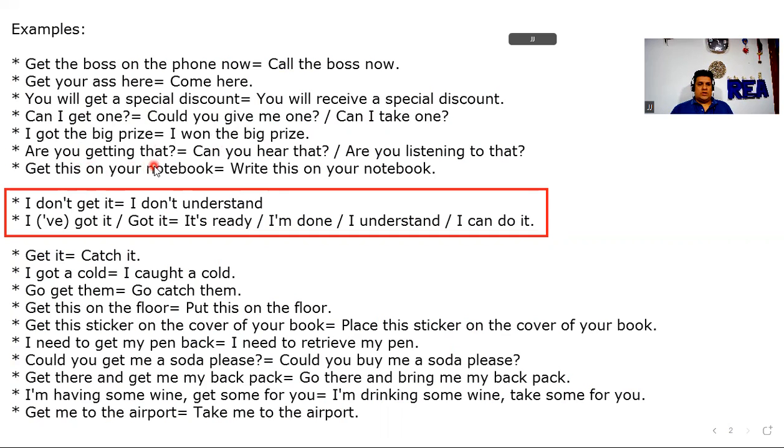Are you getting that? Imagine you're in a situation where you're listening to strange sounds and someone says, hey, are you getting that? Or are you getting this? So it means, can you hear that? Or are you listening to that? Which is the same meaning.